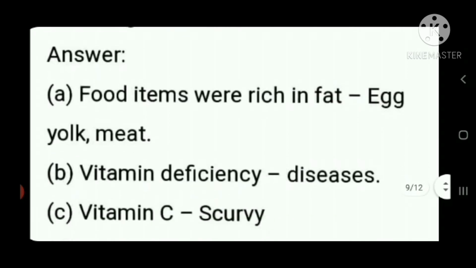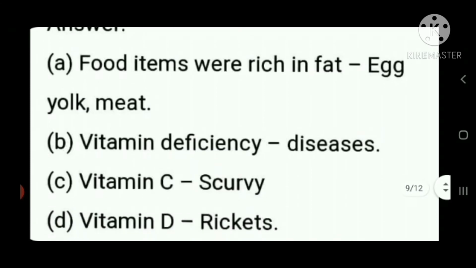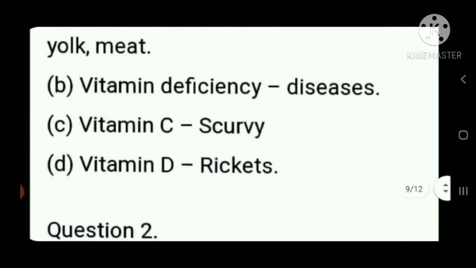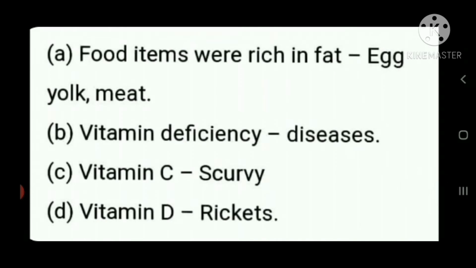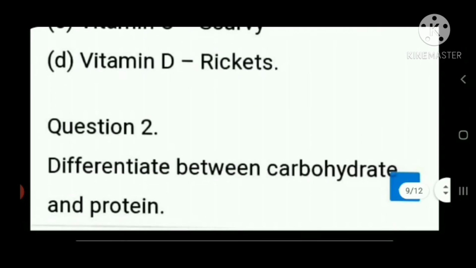That yellow part is called egg yolk, right? Egg yolk and meat are rich in fat. Vitamin deficiency diseases: deficiency of vitamin C causes scurvy, and deficiency of vitamin D causes rickets. This you know from the match the following of the previous lesson. This you all already know.